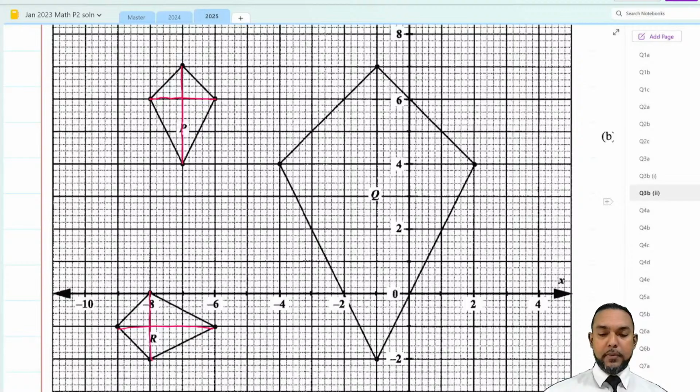Now, another way to do it is this. We agree that there's a 90-degree rotation, right? So just follow for a second here, right?